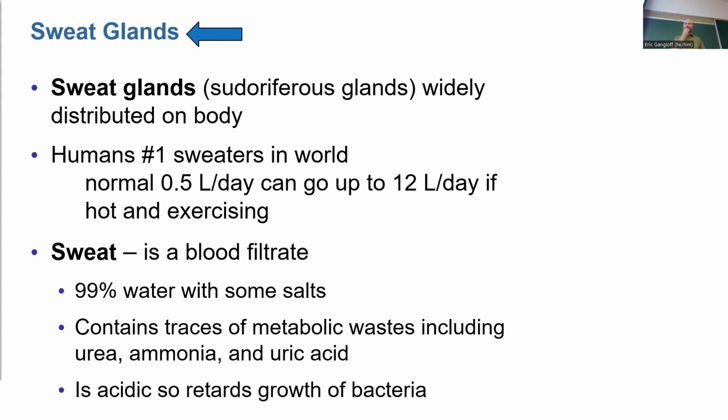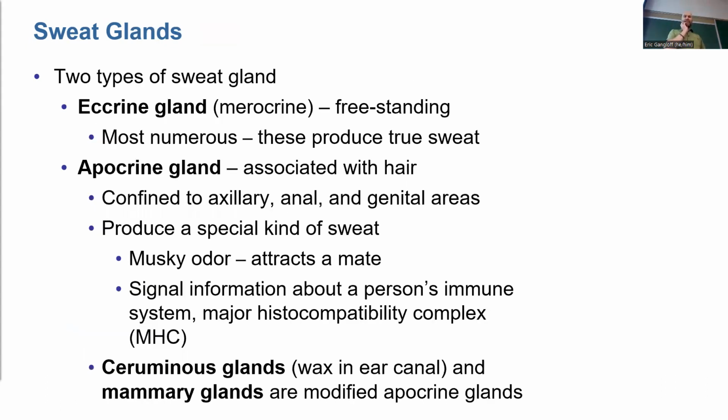So we are number one sweaters in the world, our claim to fame. Importantly, though, not all sweat is the same. We have two types of sweat glands. I should have put this slide up, not all this information. I'll just walk you through this. The first is what we generally think of when I say sweat gland. This is probably what you think of. It's called an eccrine gland. These are found throughout the skin, and they produce our true sweat that's used for evaporative cooling.